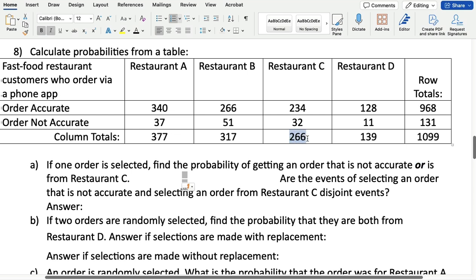the 266, if we count those, and we also count the 131, then we have accidentally counted the 32 that are in this block twice. So we're going to have to subtract that off, because we've accidentally counted it twice. So orders from restaurant C plus orders that were not accurate minus the orders that were both. And then divide that by 1099.